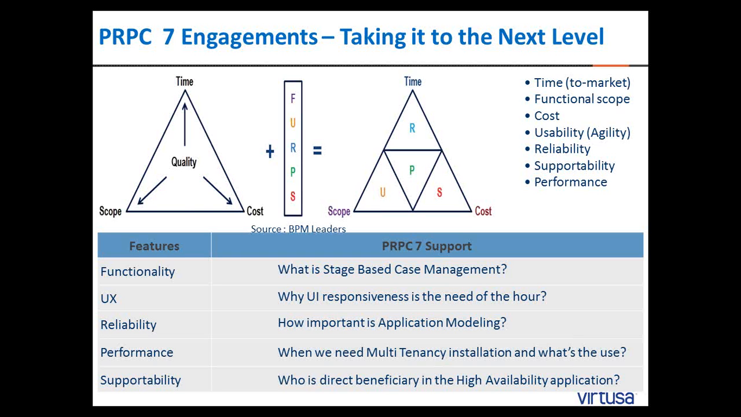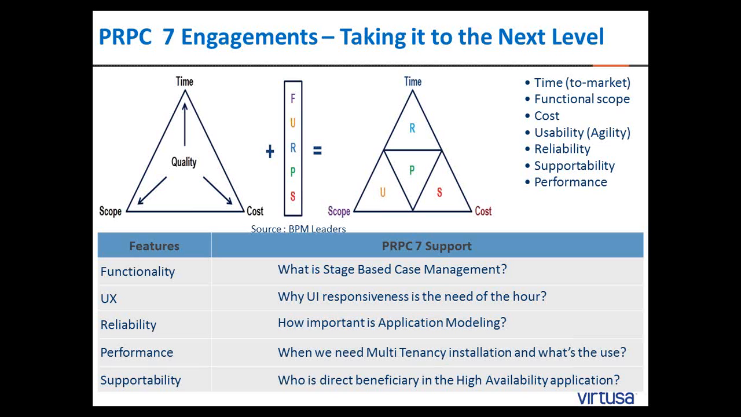So combining this triangle and the rectangle, we get the final triangle where the functional quality is taken out because it is intuitive in nature. We all know that unless the application meets the functional requirement, we will not be able to go further for the other parameters to judge and gauge the quality. So how is PRPC 7 taking care of these parameters?